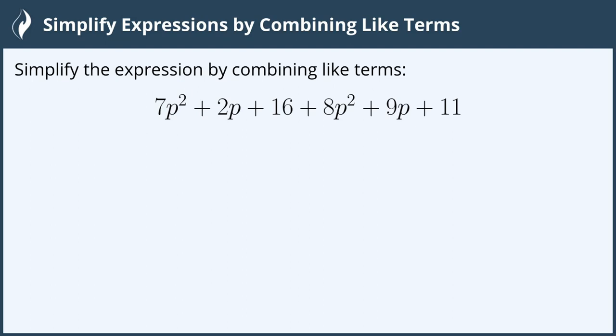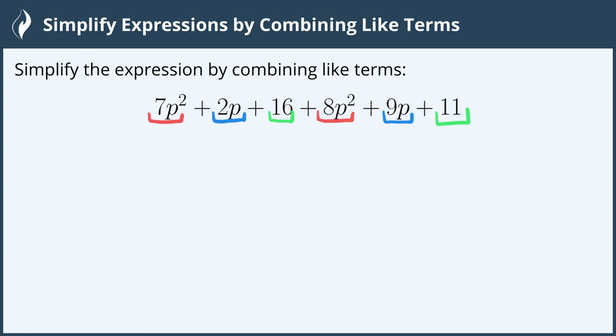Hi everyone! In this video, we are going to simplify expressions by combining like terms. So, we first need to identify all of the like terms. This first term has a p squared, and looking through the rest of them, I see this one also has a p squared. Then, let's look at this second term that has just one p, and looking through, this one also has one p. Then the 16 has no p, and the 11 also has no p.